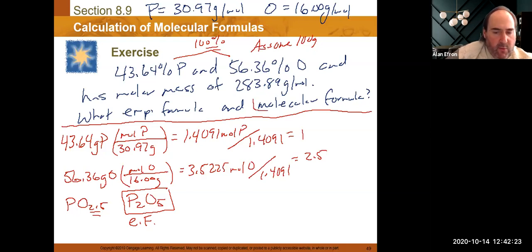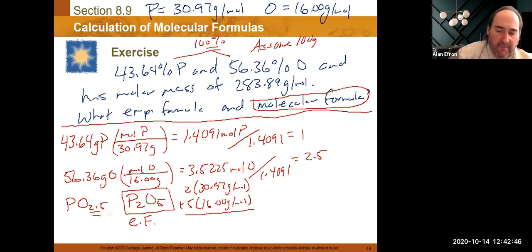So remember that when you do want to solve for the molecular formula, you need 3 things. You need the empirical formula, which we just got. We also need to figure out the molar mass of the empirical formula. So that would be 2 times our 30.97 for our phosphorus, plus our 5 times our 16 for our oxygen. That is going to give us a molar mass of our empirical formula of about 141.9.